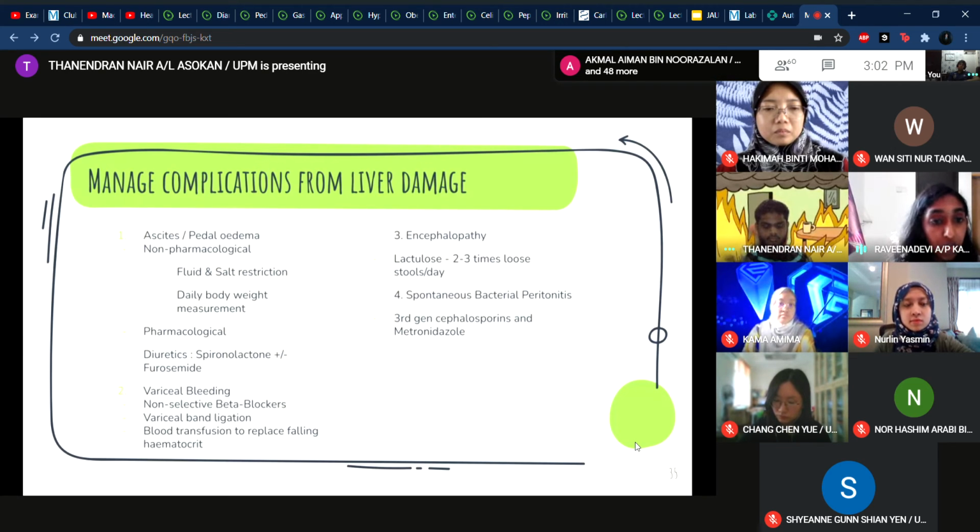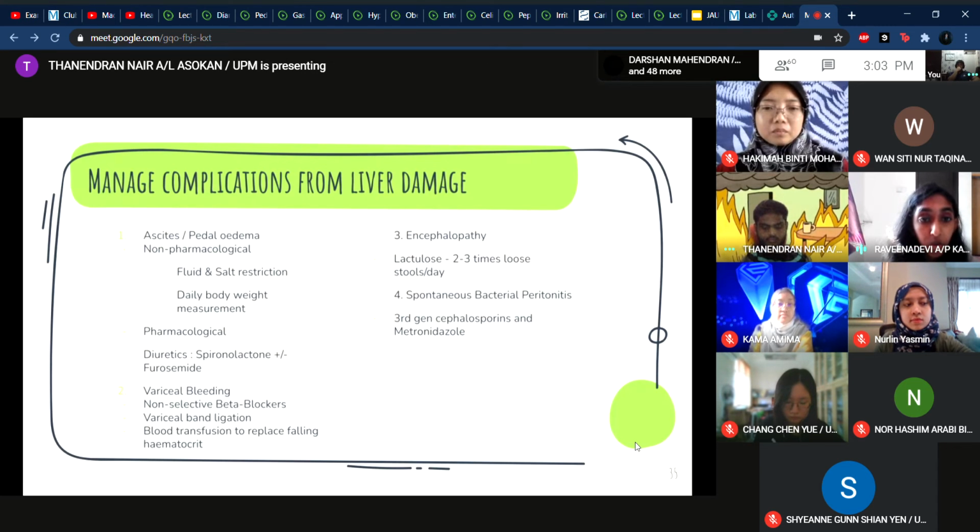And then for the complication of variceal bleeding, you can always give non-selective beta blockers or suggest variceal band ligation or also blood transfusion to replace the falling hematocrit. And then for hepatic encephalopathy, usually constipation can cause it. So to reduce the constipation, you can give lactulose two to three times, to ensure the stools are washed out from the bowel, so that at least two to three loose stools per day are passed.